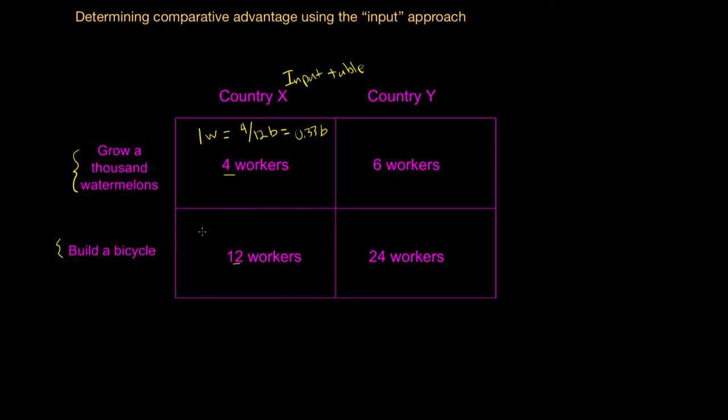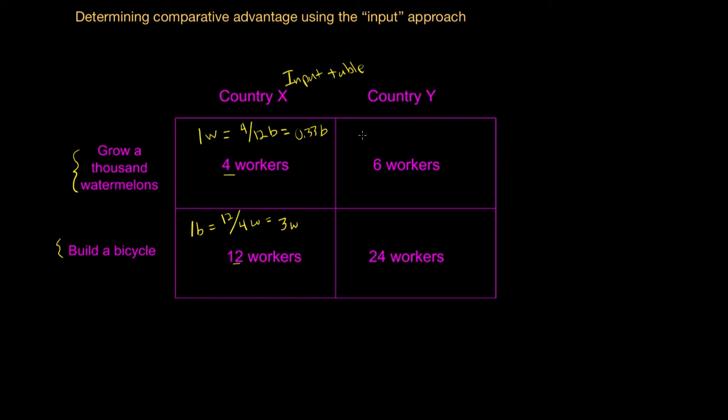What about the opportunity cost of bicycles in terms of watermelons? One bicycle requires 12 workers to produce, whereas 1,000 watermelons only requires 4 workers. So for each bicycle it's building, it's giving up the 3 watermelons that it could have produced with those 12 workers. The 12 workers needed to build a bicycle could have grown 3,000 watermelons. So the answer here is 3 watermelons per bicycle.